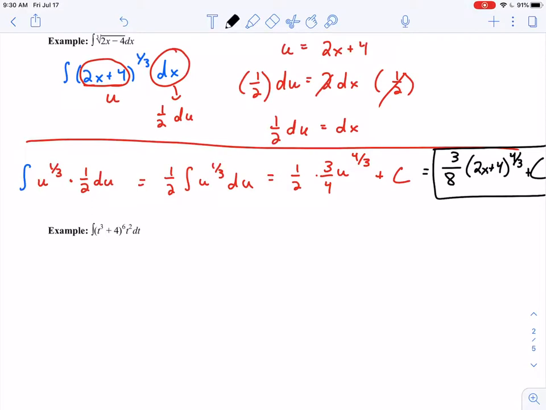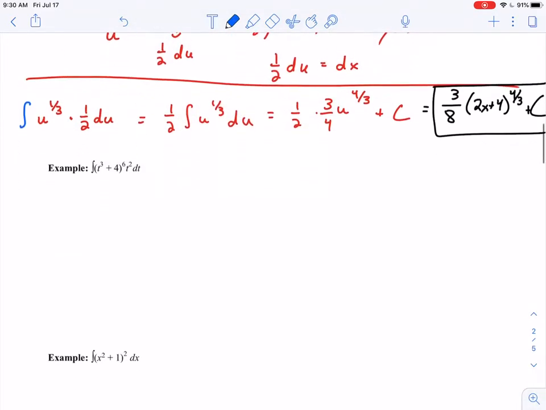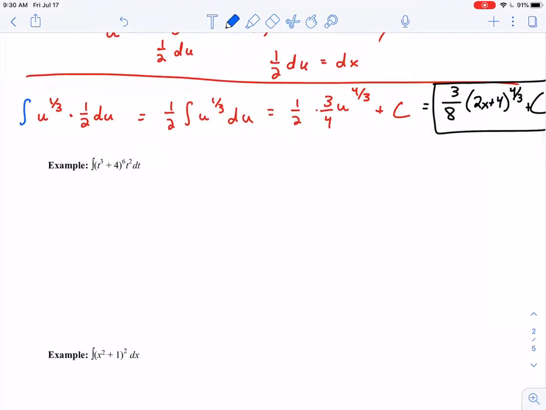So hopefully it feels really similar to the types of problems that we were looking at earlier. We just have this extra constant multiple that we now have to worry about. Let's look at another here. Next up, I have the integral of t cubed plus 4 to the 6th power times t squared dt.